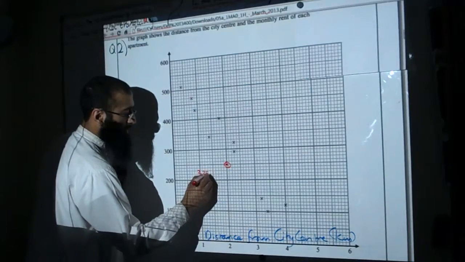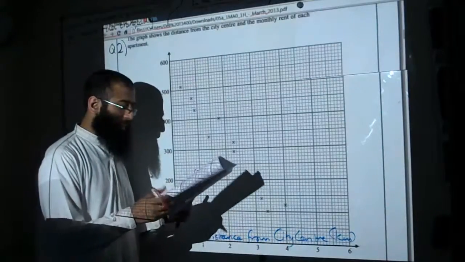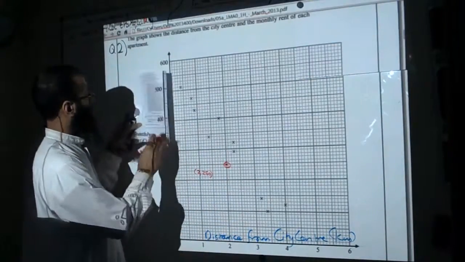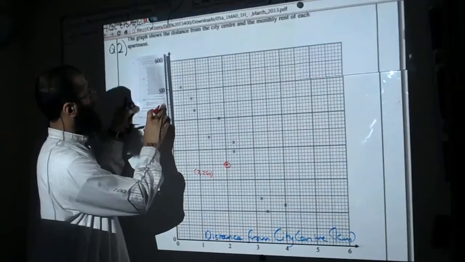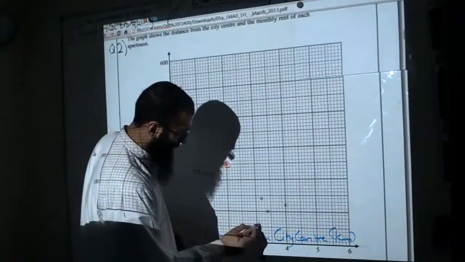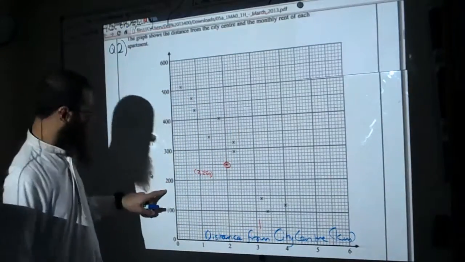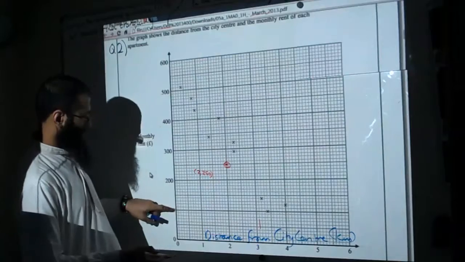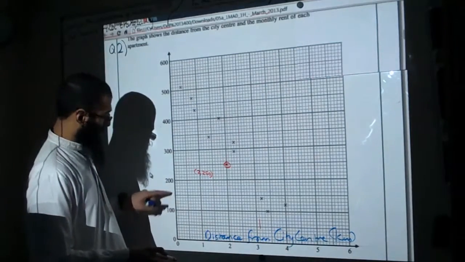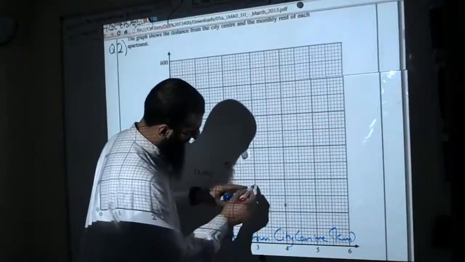The next point they give us in the examination paper is 3.1 kilometers and 190 rent. 3.1 is run by here, and 190 is the rent, where each square going up is worth £10. So 190 is coming along here, and it meets it.